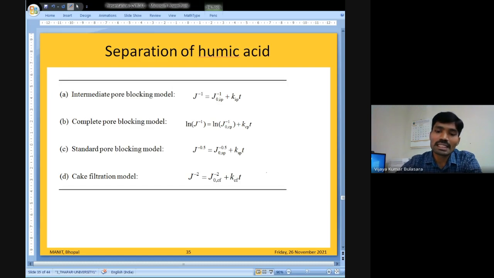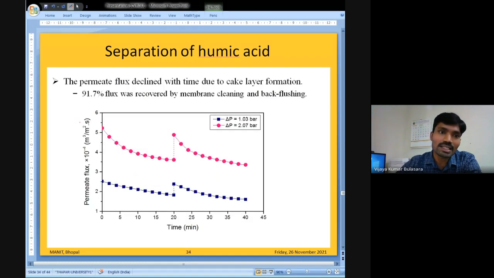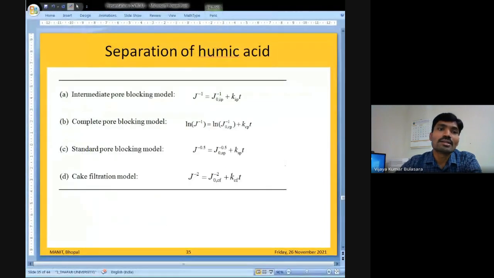So now, this decline in the flux, the flux is decreasing because of fouling, but we have to understand what the fouling mechanism is. There are various fouling models, flux decline models. These 4 are very popular. Intermediate pore blocking model assumes that the membrane is having pores.